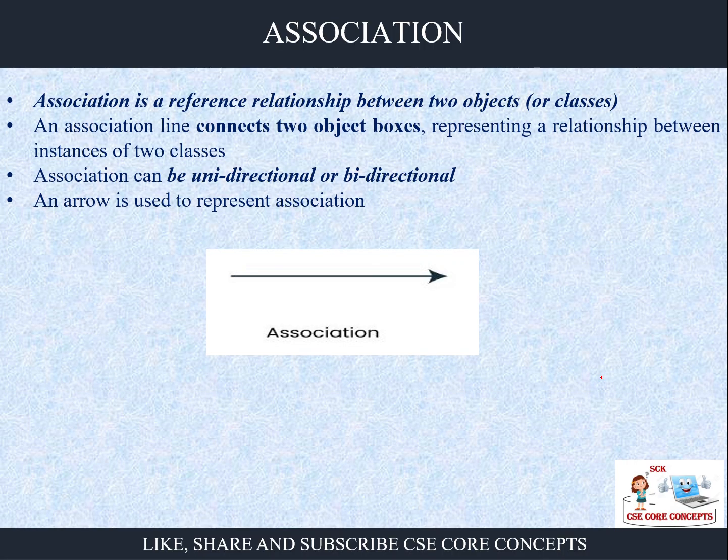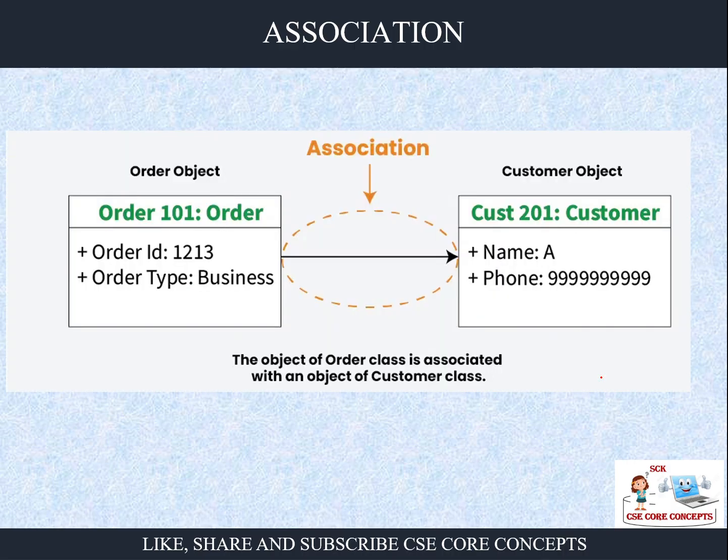Let us say, for example, I want to show a relationship between two objects. The relationship can be either unidirectional or bidirectional. So let us understand that I have an order class and a customer class. For the order ID 101, I am saying, let's say customer ID 201. So the order ID is generated, and this is the order value.